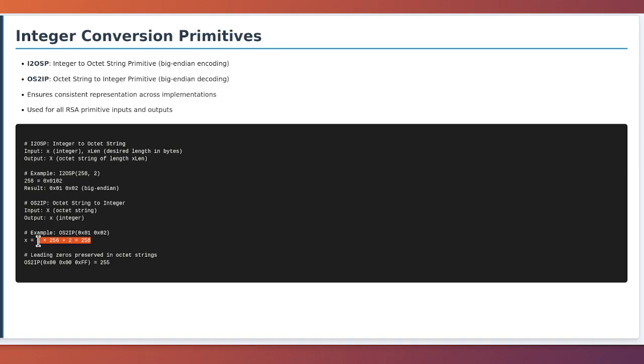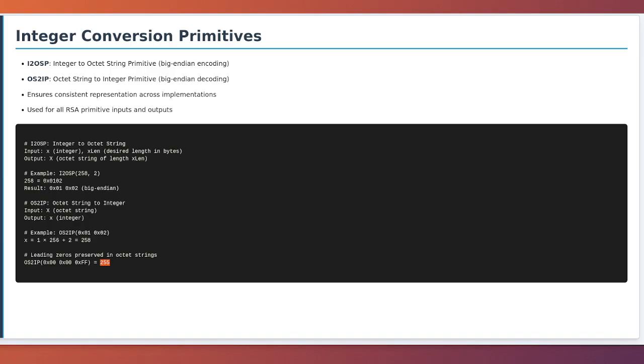In other words, each byte contributes to the integer based on its position, with the first byte being the most significant. For example, the octet string beginning with 0x and ending with 02 converts to the integer 256 times 1, plus 1 times 2, which equals 258. The octet string beginning with 0x and ending with FF converts to 255. Leading 0 bytes are perfectly valid and represent high-order 0 bits of the integer. OS2IP never fails because any octet string can be interpreted as an integer.